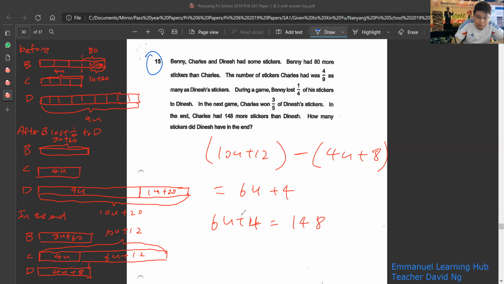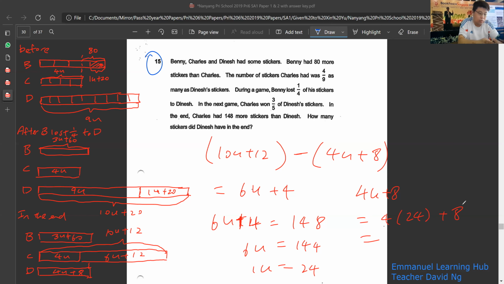You know why 148? Yes. Because Charles had 148 more than it. So 6U is 144. 1U is 144 divided by 6, which is how many? 24. So 1U is 24. Once you know 1U is 24, that's not the end of the story. You need to calculate what Dinesh has in the end. 4U plus 8. Okay, 4 times 24 plus 8. 104.